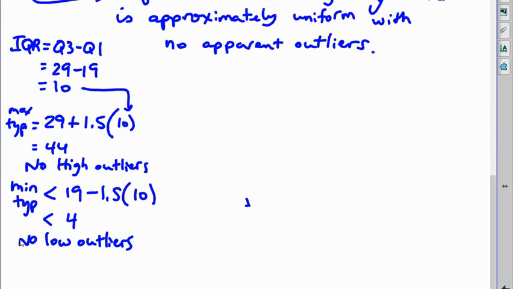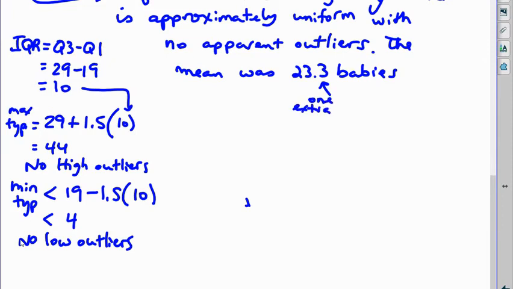So that's mean and median. The mean was 23.3 babies. In stats, we always report one more. So we want to report one extra place than the original data in both the mean and the median if it exists. And the median was 23.5 babies.